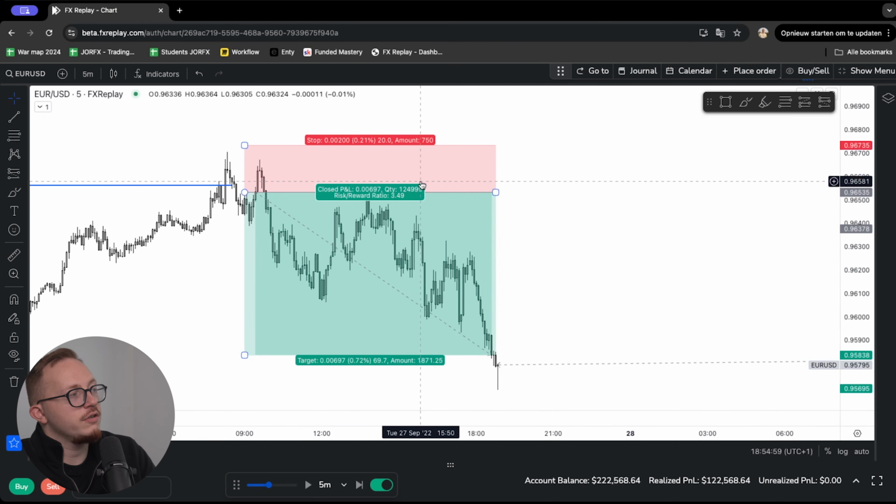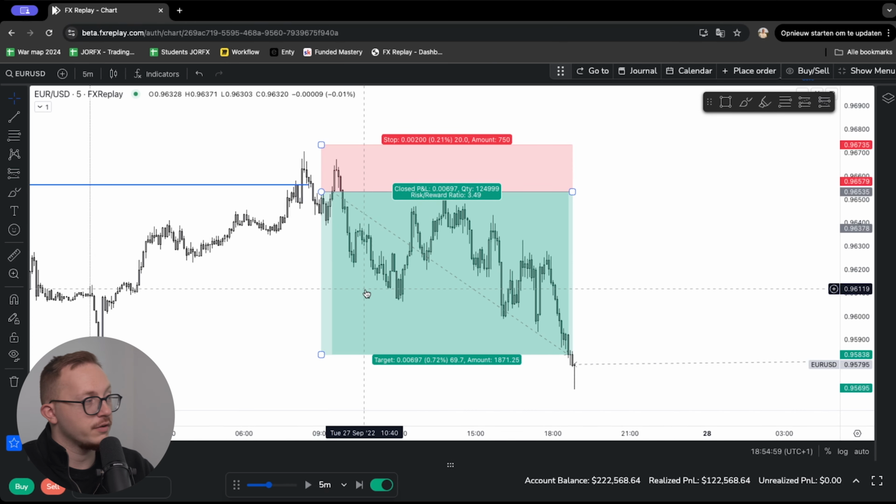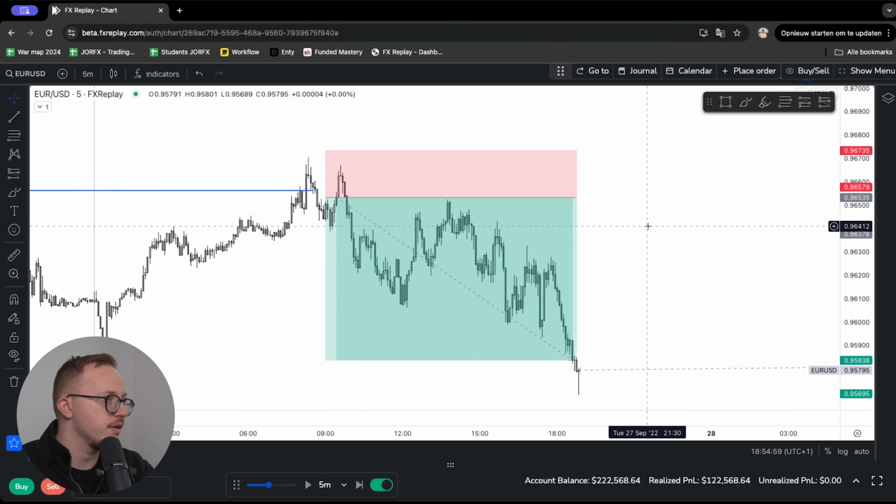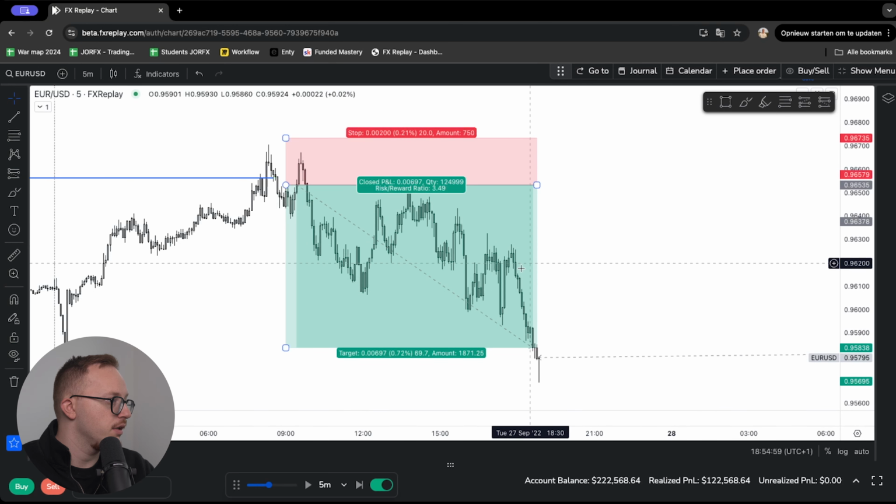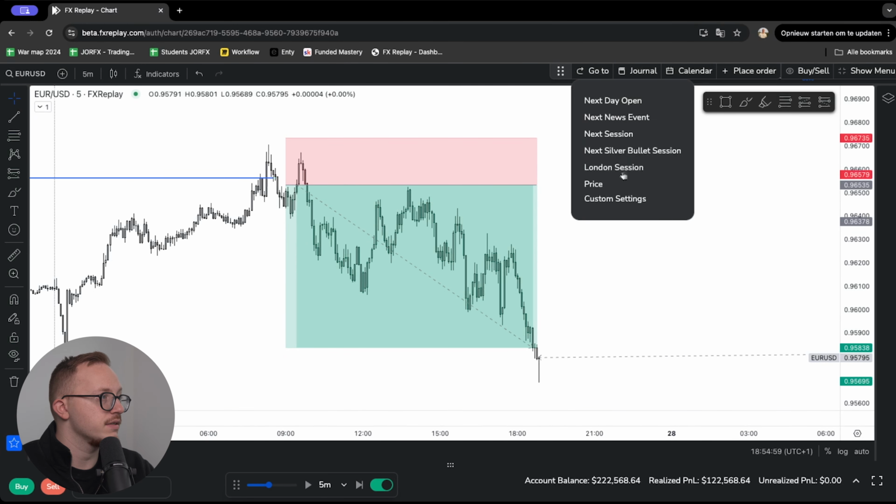But even if we would have been stopped out at half right here, or at break-even, we would have still profited half of our position right here. So around 1%. I think that's absolutely beautiful. Now again, this day is over, so let's go to the next London session again.